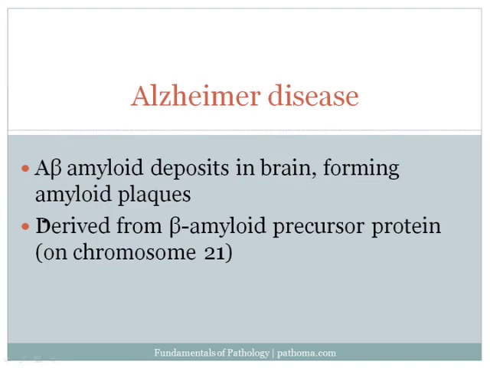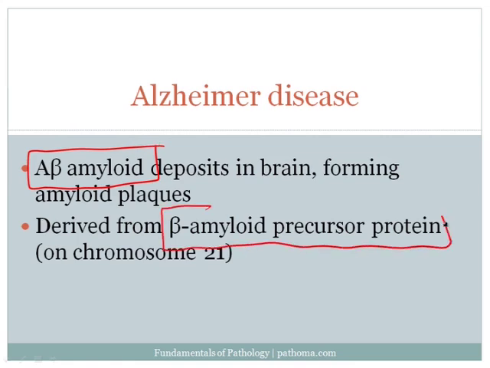Another example, Alzheimer's disease. In Alzheimer's disease, there is deposition of amyloid within the brain as plaques. Those plaques are made up of an amyloid called A-beta amyloid. It's important to know A-beta amyloid. A-beta amyloid is derived from a protein called the beta amyloid precursor protein. So, in Alzheimer's disease, we see amyloid plaques. The amyloid plaques contain A-beta amyloid, and the A-beta amyloid is derived from beta amyloid precursor protein.